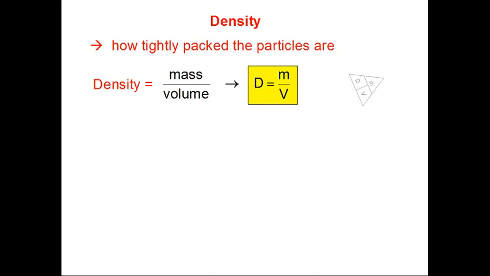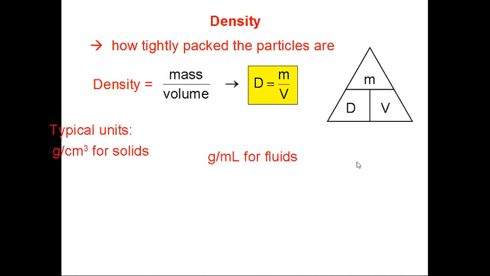Some folks don't like algebra much, so we got this little trick here for you. You take this formula and you write it in this triangle, and then all you have to do is cover up what you're looking for to get the answer. So if you're looking for density, cover it up, mass divided by volume. If you're looking for mass, cover it up, density times volume. And if you're looking for volume, cover it up, mass divided by density. So that's kind of a little algebra trick to help you so you don't have to think too much and you can just plug numbers into a calculator.